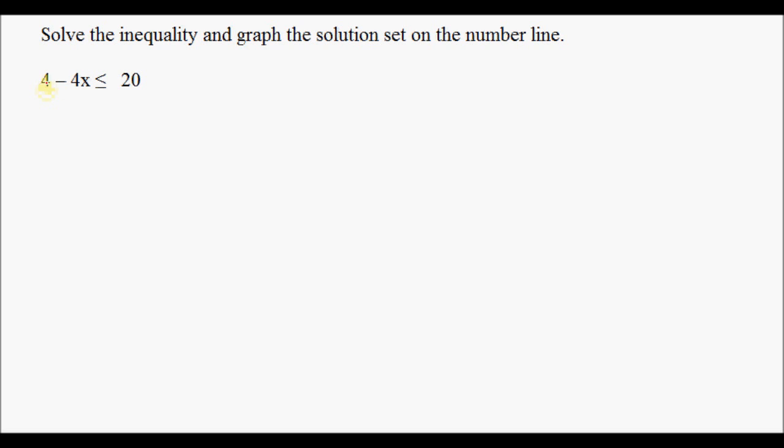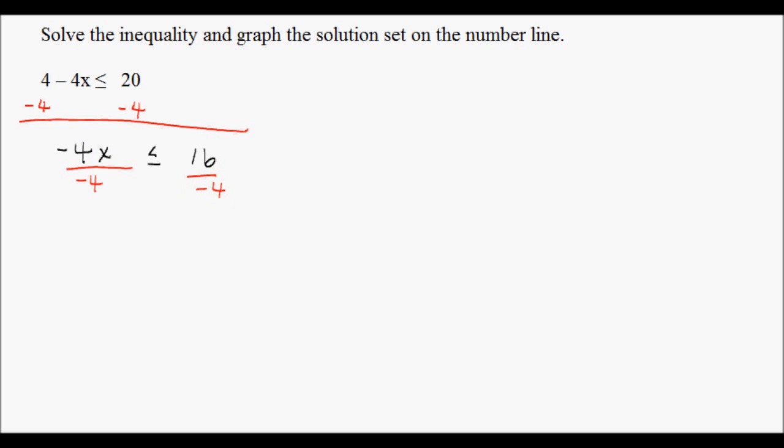We're going to first get rid of that 4. It says 4 minus 4x, so if we subtract 4 from both sides, then the 4 minus 4 cancels out. We have negative 4x less than or equal to 20 minus 4, which gives us 16. So now negative 4x is less than or equal to 16. Again, like an equation, get rid of that negative 4 by dividing it out.